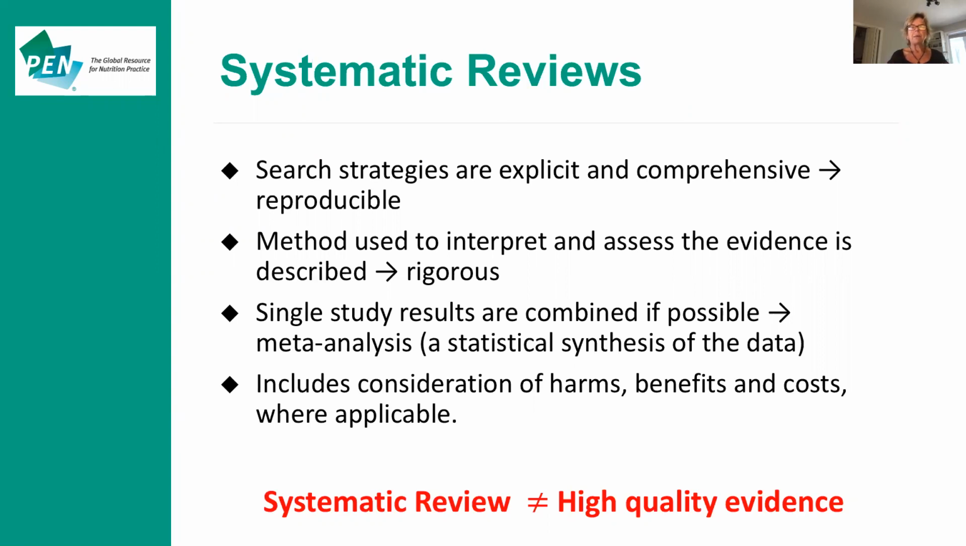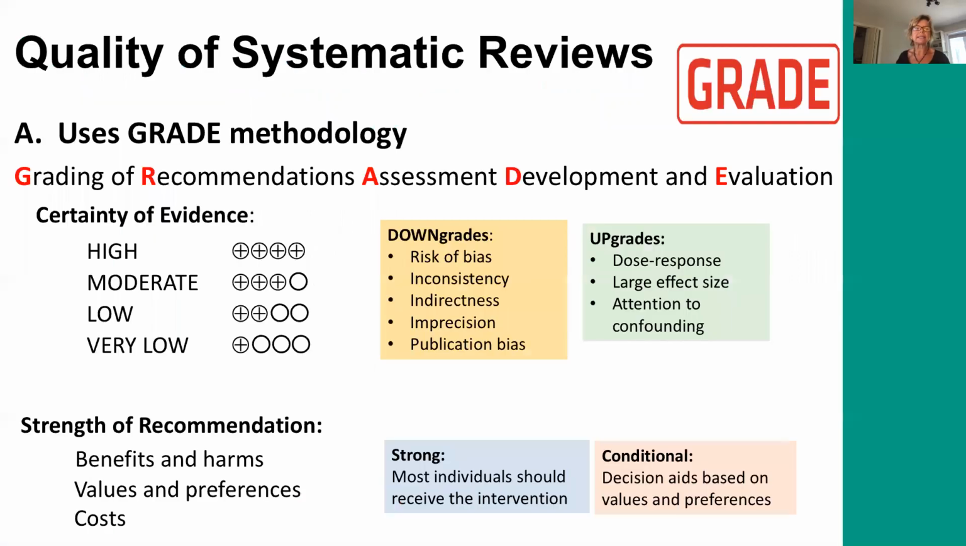So again, keep in mind that a systematic review doesn't mean high quality evidence, but when there are multiple systematic reviews available, how do you determine the best quality systematic review? That's the first thing we'll look at, because we don't want to use multiple systematic reviews to answer a question, because we end up using the same studies in multiple cases. So one way to determine the quality of a systematic review is if it used a GRADE process.